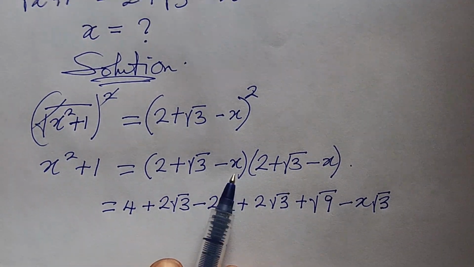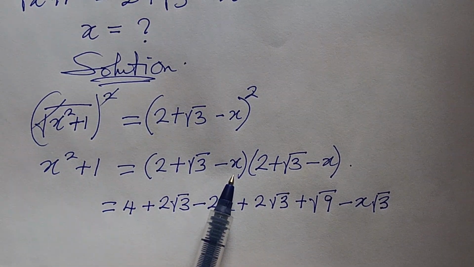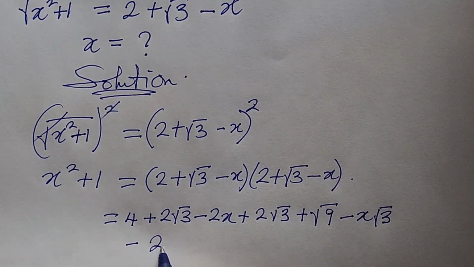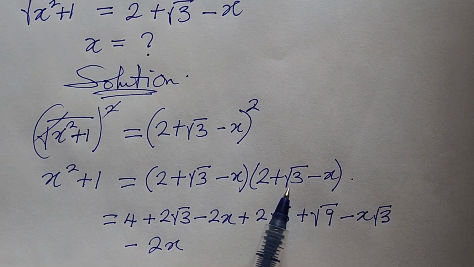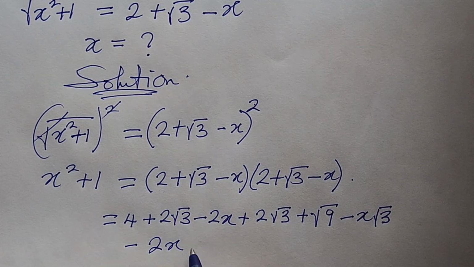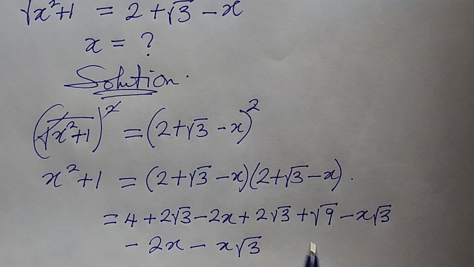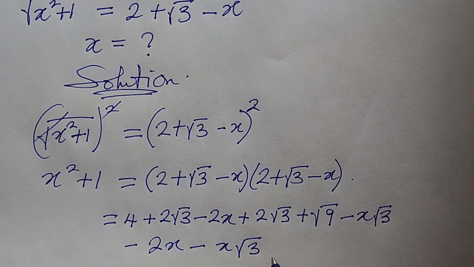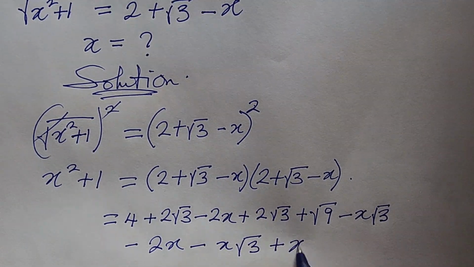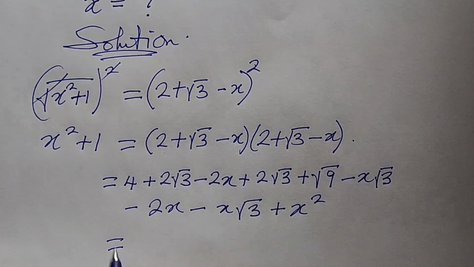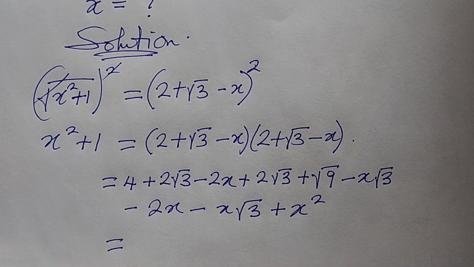Then we come to this third term. So minus x times 2 will give us minus 2x. Minus x times plus root 3 will give us minus x root 3. And minus x times minus x will give us plus x squared. Okay, so let's keep the right hand side of the equation. Sorry, the left hand side of the equation.